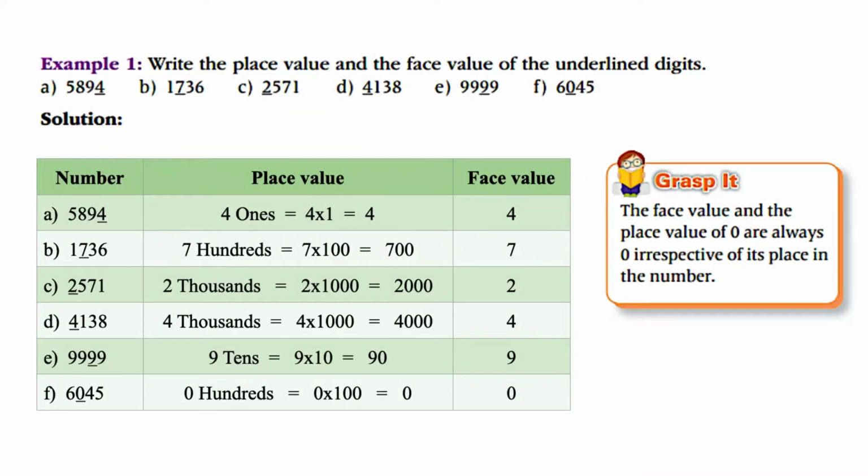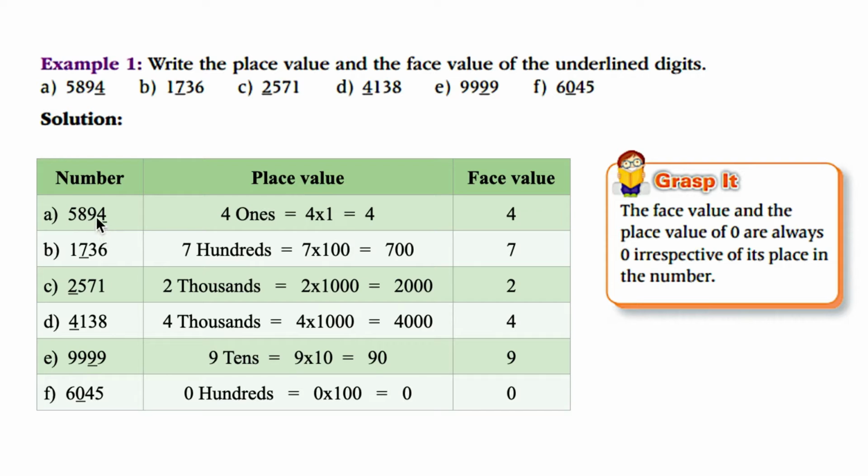Now students, over here in example 1, we have to write the place value and the face value of the underlined digits. So over here, one digit is underlined in each of these numbers. So over here in this table, in the first column we have written down the numbers along with the underlined digits. Then in the second column, we have written the place values, and in the third column we have written the face values of the underlined digits. Now the first one, let us see.